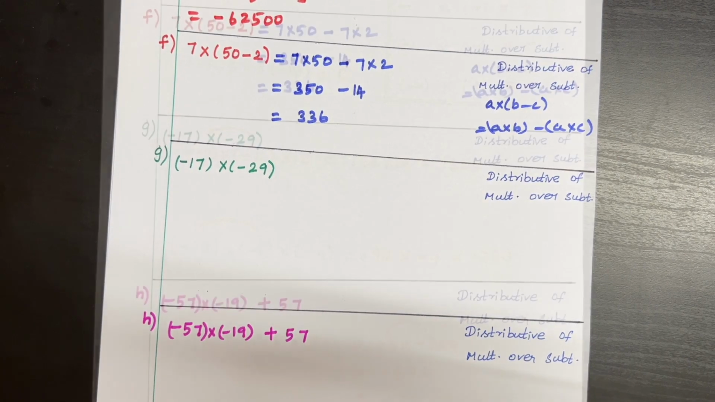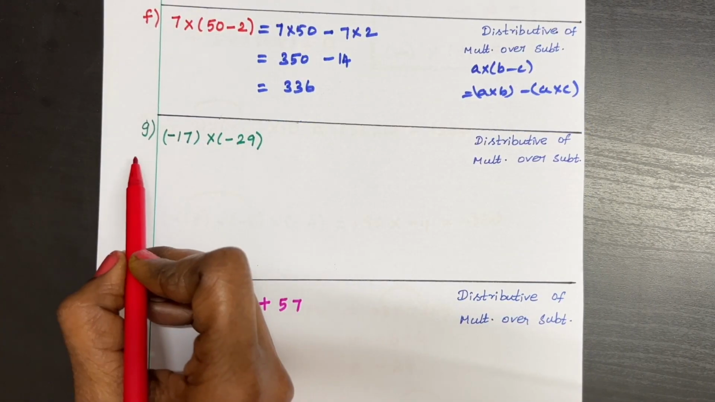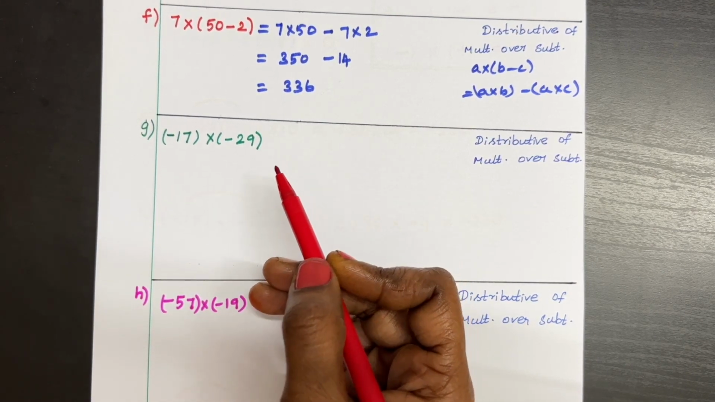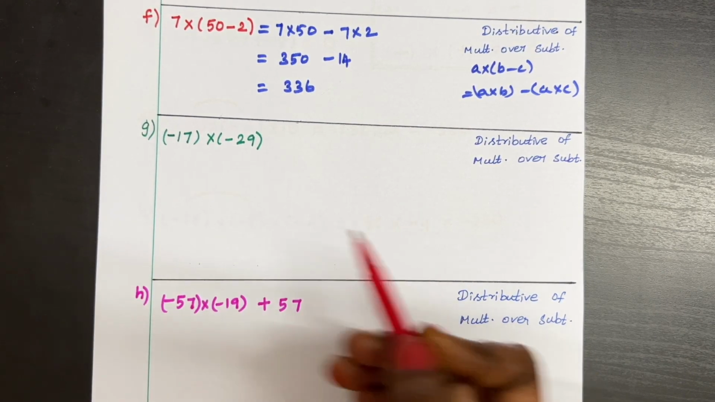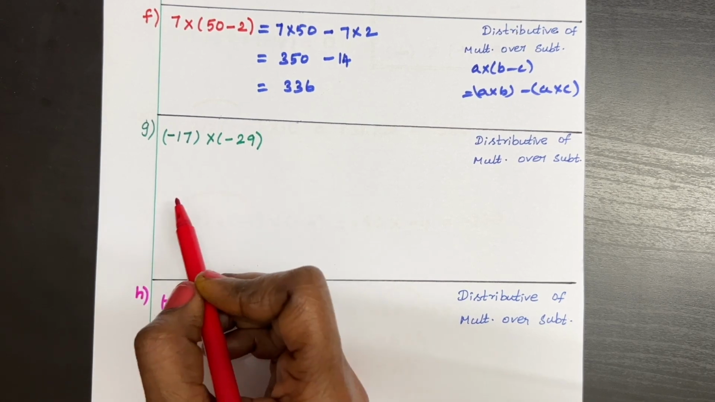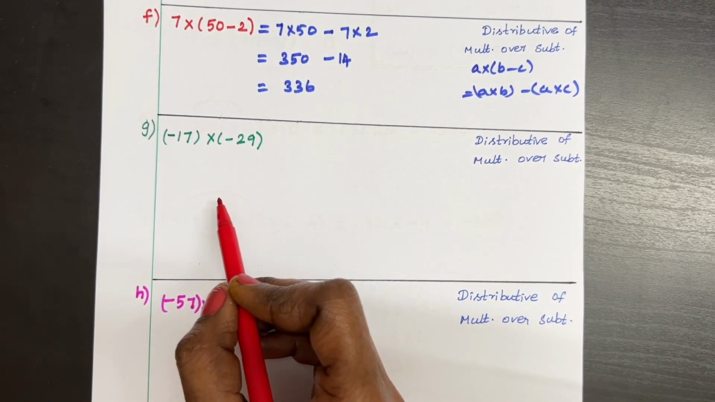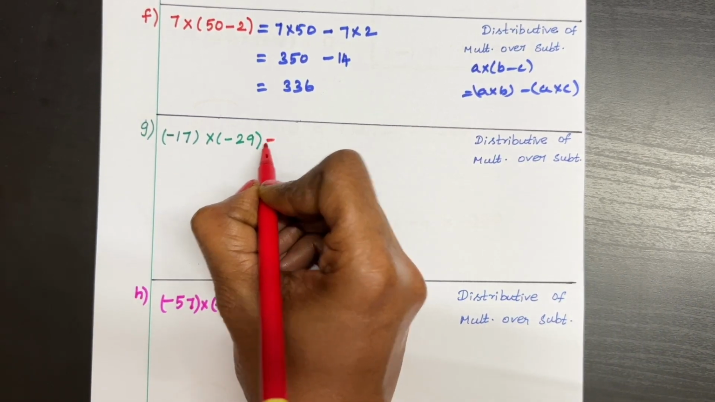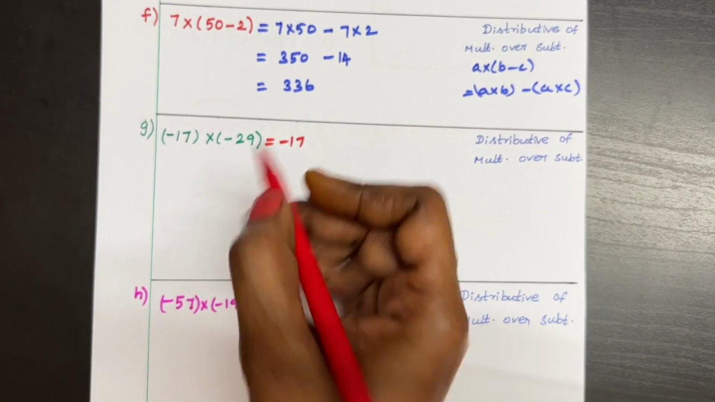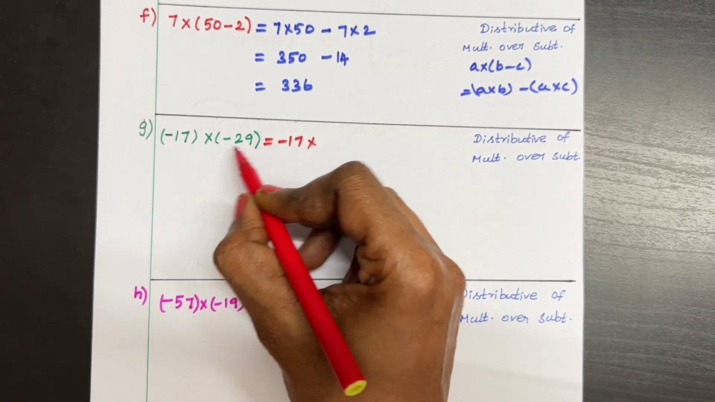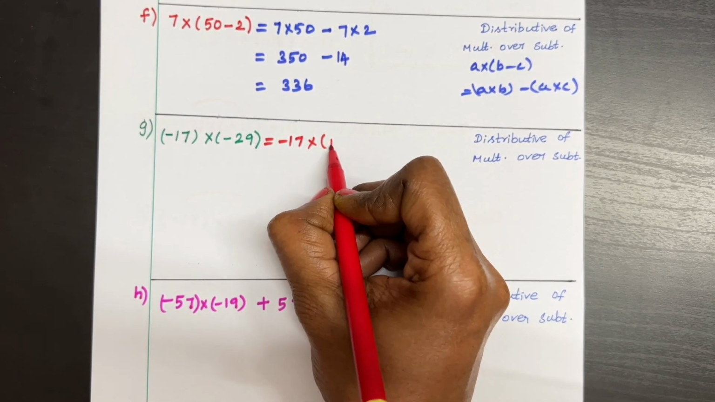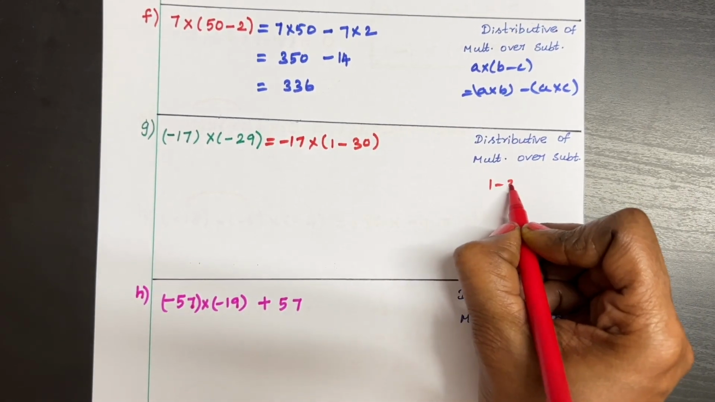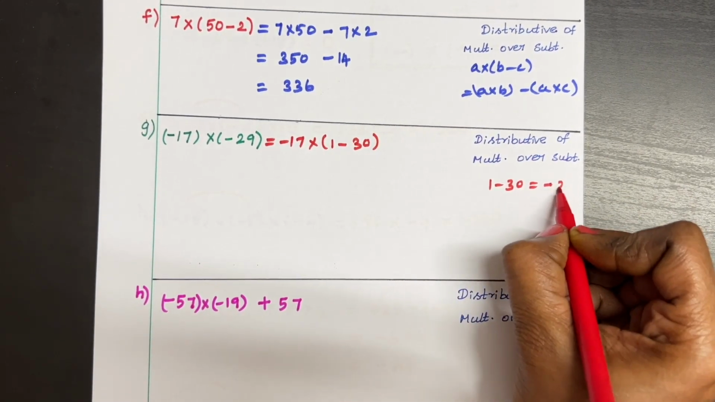Now G, minus 17 into minus 29. If we are doing direct multiplication, it is a little difficult. We can do it, but multiplication is easier using the property. How do we have to do it? We can use distributivity of multiplication over subtraction. How? See here, minus 17, keep it as it is. Now this big number, we can write it as 1 minus 30. What is 1 minus 30? 1 minus 30 gives you minus 29.